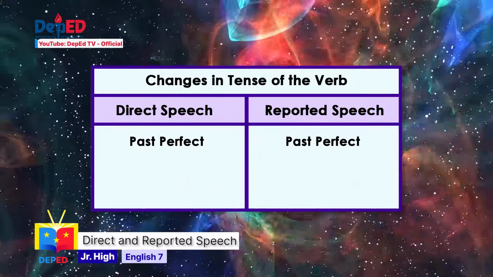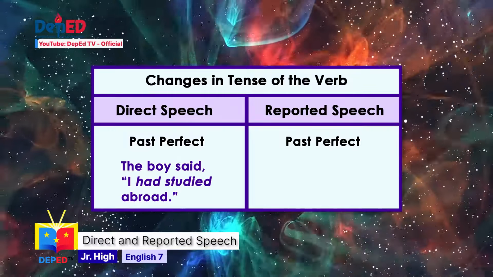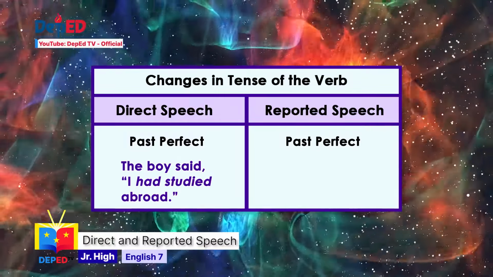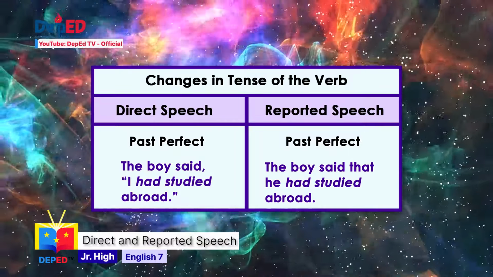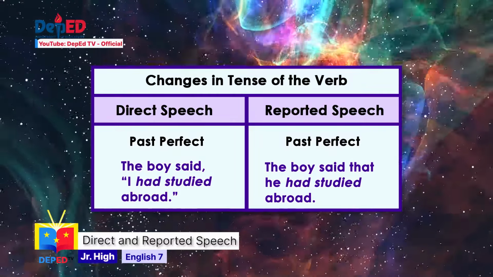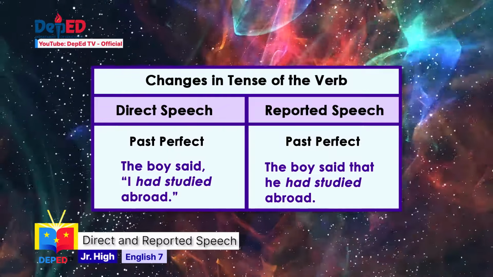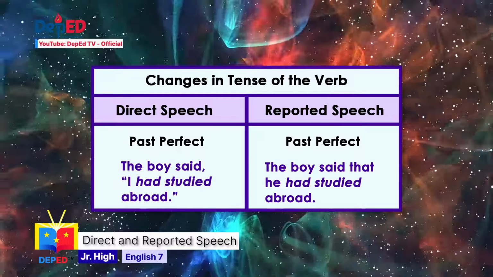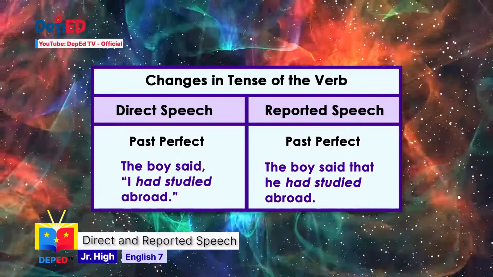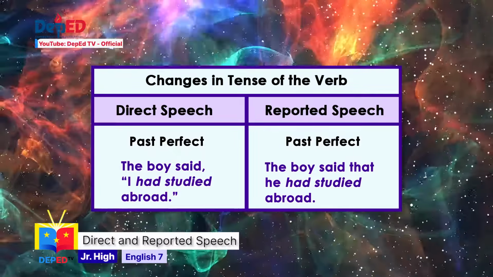Past perfect. The boy said I had studied abroad. Past perfect. The boy said that he had studied abroad. In direct speech, the verb had studied is in its past perfect tense. In reported speech, the verb remains had studied, which is also in its past perfect tense.